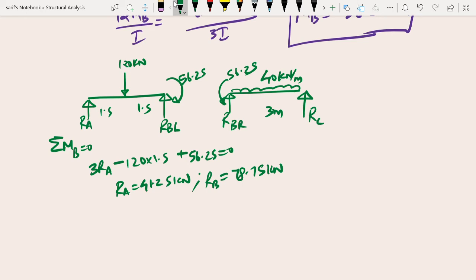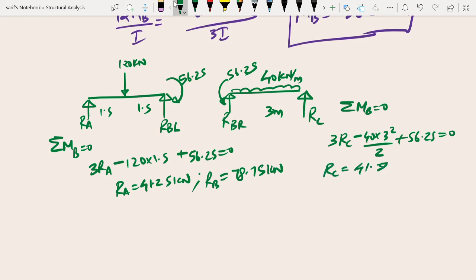In a similar fashion, for this particular beam, taking moment about B equal to 0, we get 3RC minus 40 into 3 square divided by 2 plus 56.25 equal to 0. So RC equals 41.25 kilonewton and RB right is equal to 78.75 kilonewton. Now using these values, we can draw the shear force and bending moment diagrams.